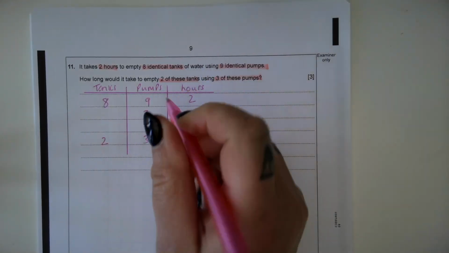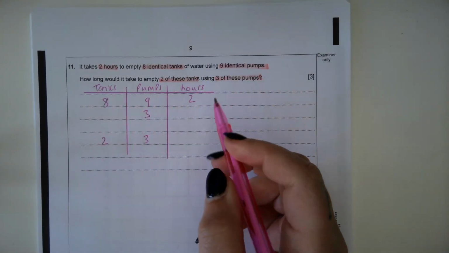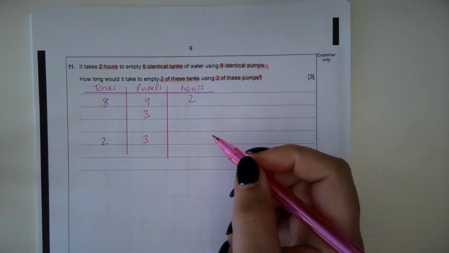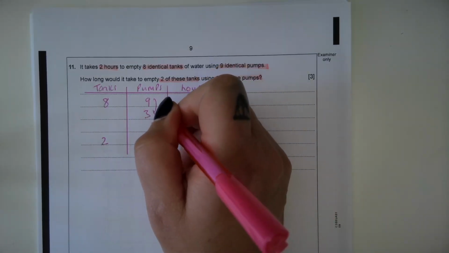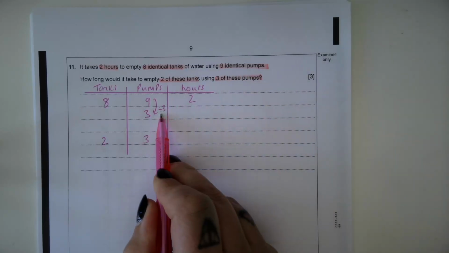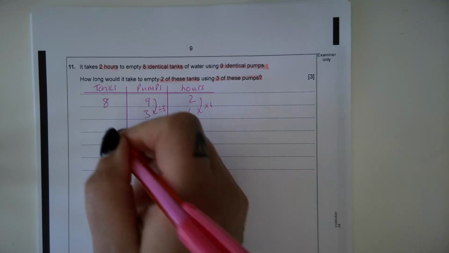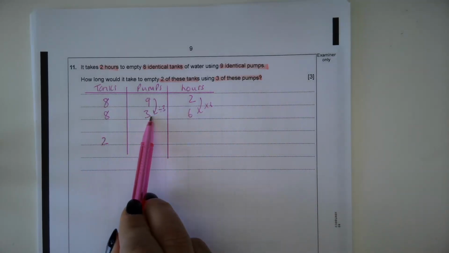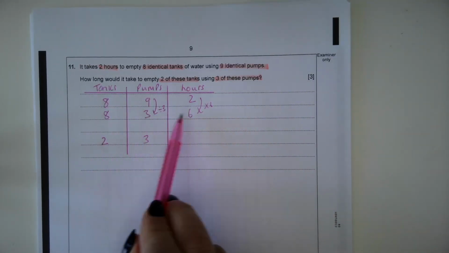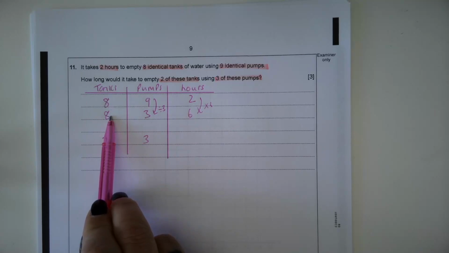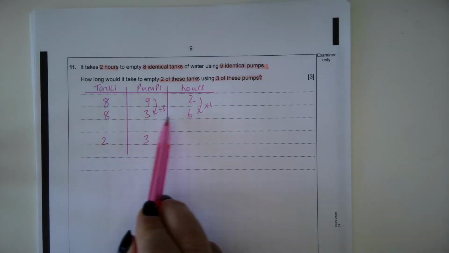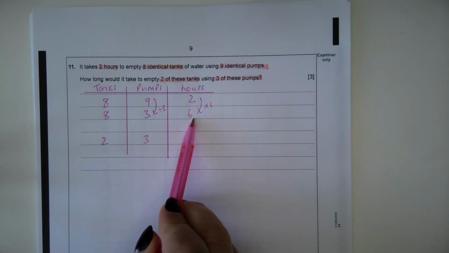So if I want to work with 3 pumps within this relationship, I would divide by 3. So when I divide by 3, I need to times my time by 3. So that tells me that 3 pumps would take 6 hours to empty 8 tanks. And that makes sense. Less pumps, more time to empty them, right?